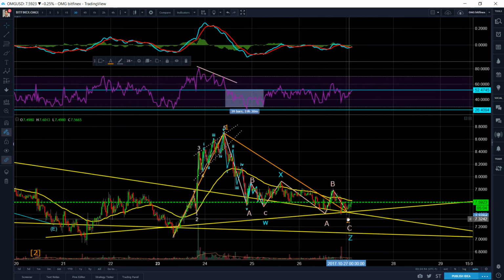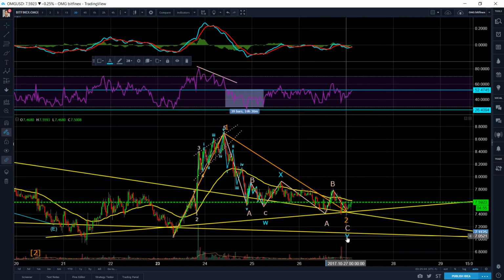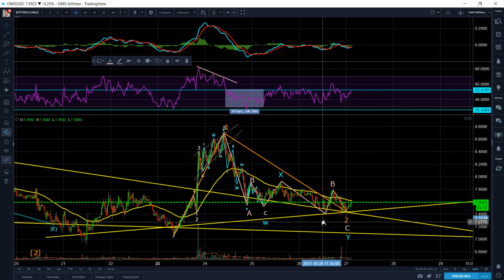So let's assume, though, this is wave 2 finishing, okay? Oh, that's not Z, that's Y. I just watched the movie called World War Z. That's why I'm thinking of it right now.